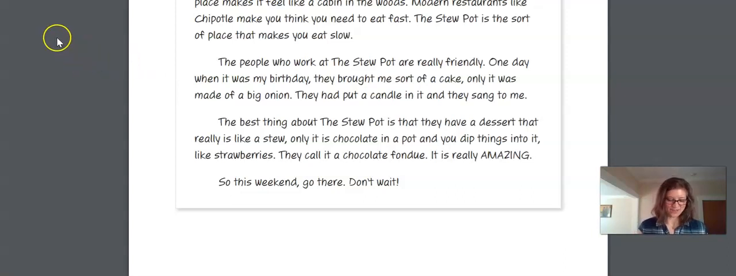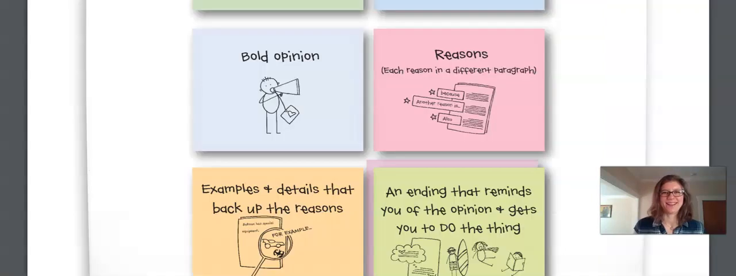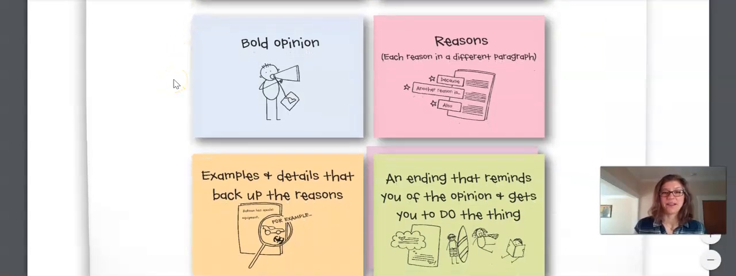Great. Now, let's think about, what did the writer do that I can try in my own writing? What's the same about the writing we've been doing? And what's something new I can try? Now, when we're thinking about what's the same, like the writing we've been doing, I noticed that the writer gave their bold opinion. That was in the very first paragraph when they said, you should try the Stew Pot. Right away, I know that that's their opinion.